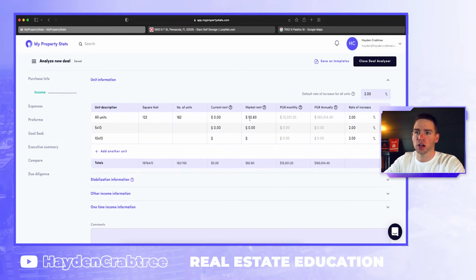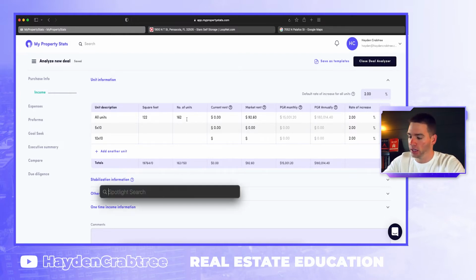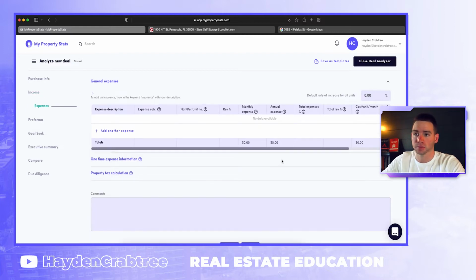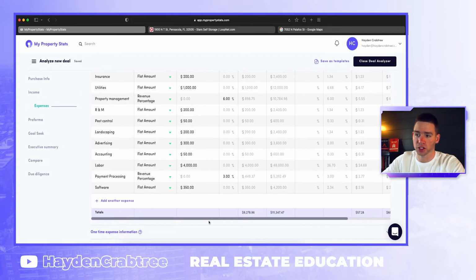Okay, so let's look at this real quick. The $92 at 122 square feet, and again, we're looking at averages here. That'd be $92.60 divided by 122. They're renting on average for 76 cents per square foot. That's what they're currently renting at. And what I'm going to do here, guys, is I have a lot of this information filled out.